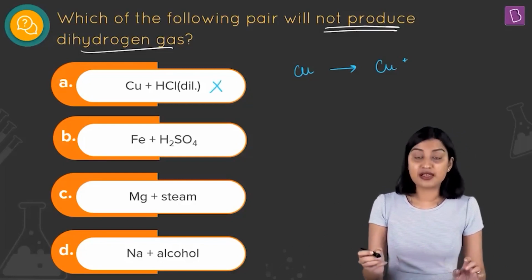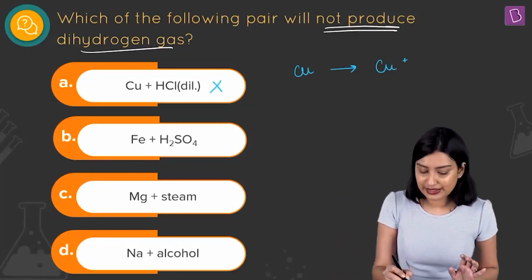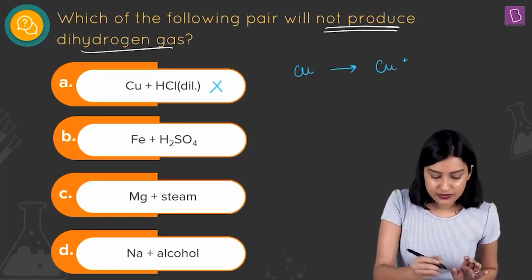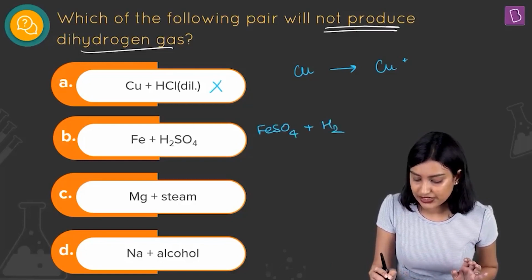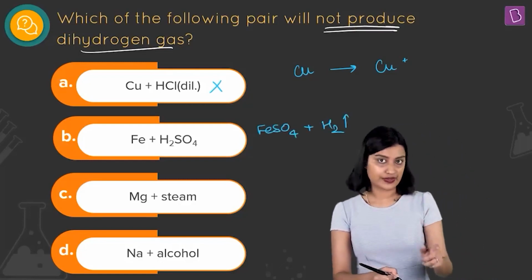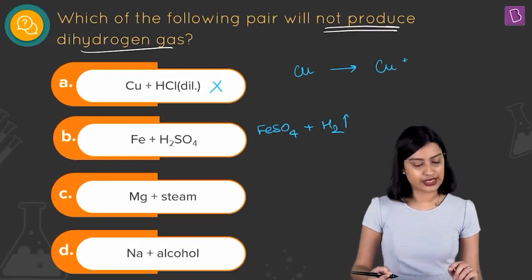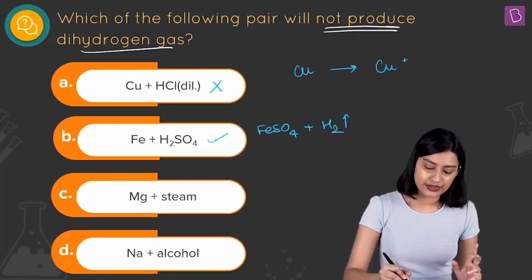Then you have Fe plus H2SO4. Here what you get is FeSO4 plus H2. So H2 is released here. Yes, definitely dihydrogen is released, so this can produce dihydrogen gas.